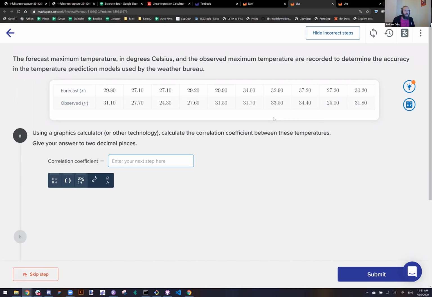Okay, before we do any maths, let's think about what we're trying to achieve here and what our result might mean. We have our x and y laid out for us. I can see that the forecast values are along the top. That is our independent variable, and the observed y value is the dependent variable.